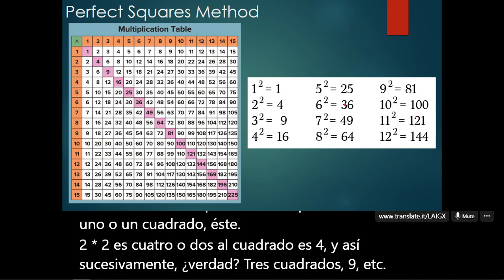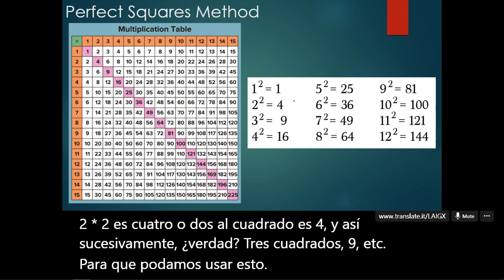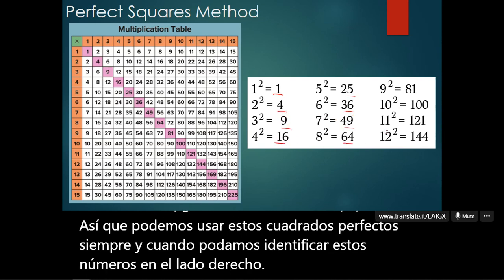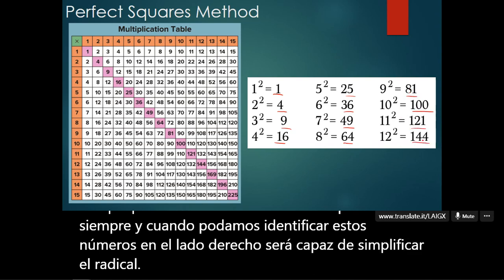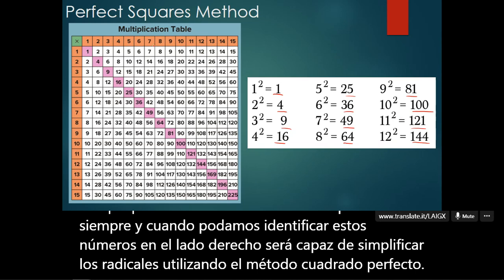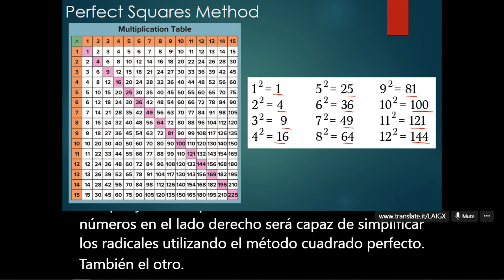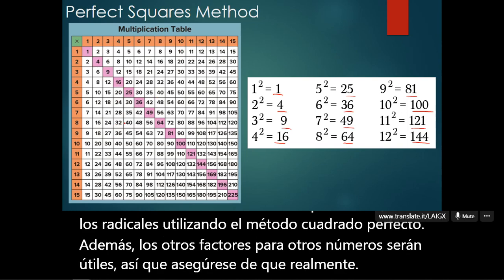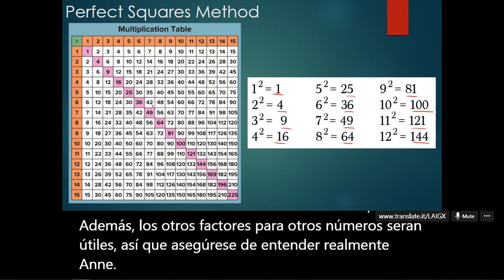So we can use these perfect squares as long as we can identify these numbers on the right-hand side. We'll be able to simplify the radicals using the perfect squares method. Also, the other factors for other numbers will come in handy, so make sure you really understand and have your multiplication tables memorized.